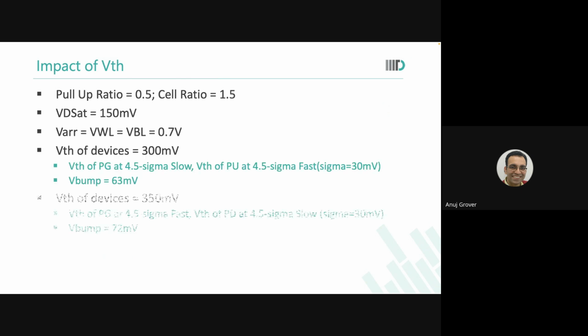Impact of VTH. Here again, high VT means worse writability. High VT and low VDD, they have similar impact on both read and write operations. They degrade it.